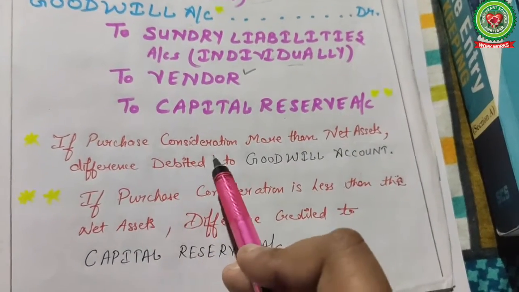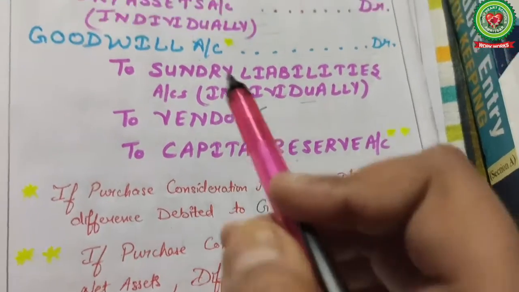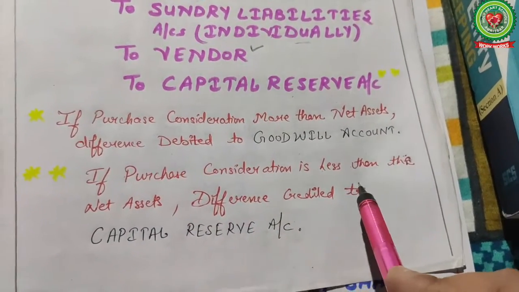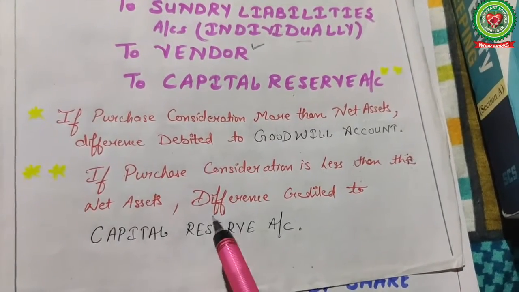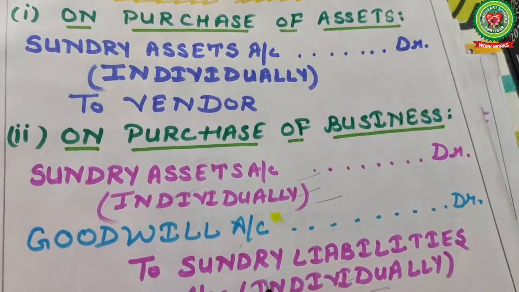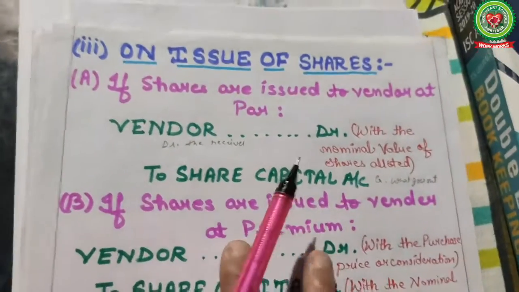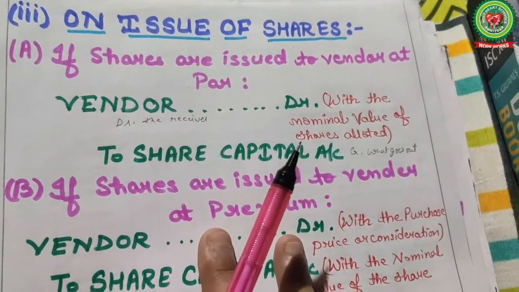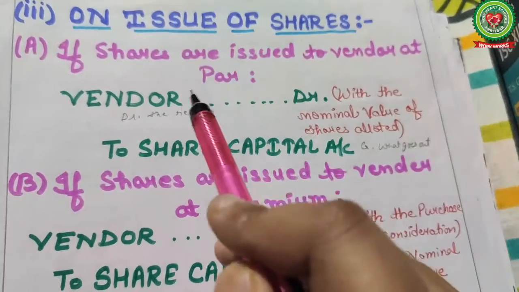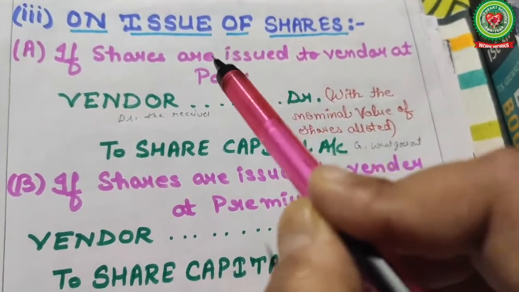So if the purchase consideration is more than the net assets, the difference is debited to goodwill account, like here. If the purchase consideration is less than the net assets, the difference is credited to capital reserve account. Both entries here. On issue of shares: now you purchase the business, assets are settled in the journal entry.